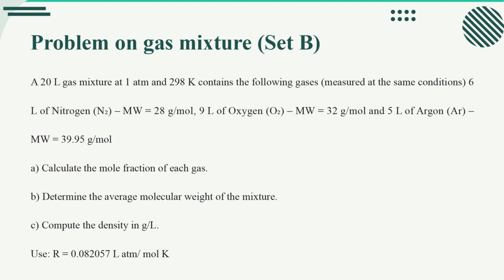A 20-liter gas mixture at 1 atmosphere and 298 Kelvin contains the following gases. So it's a gas mixture problem. 6 liter of nitrogen, 9 liter of oxygen, and 5 liter of argon in the mixture. Note down that the data is given in terms of volume here, and it is a gas mixture. We are asked to calculate the mole fraction of each gas, the average molecular weight of the mixture, and the density. The R value is given in the question paper itself.